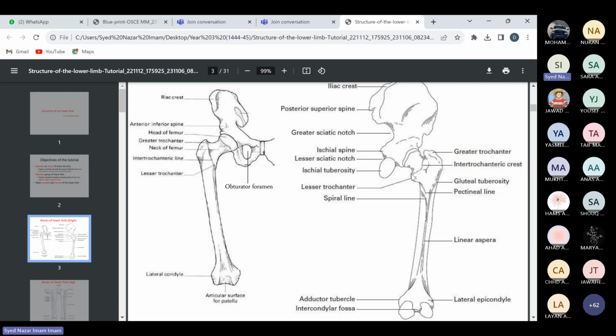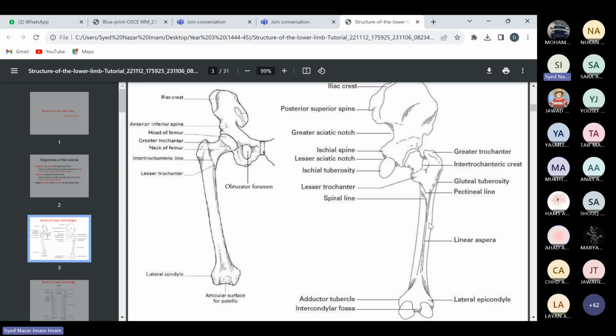So this bony prominence is very important, the lesser trochanter. You have to identify the lesser trochanter as well as name the structure which is attached to it, and that is the iliopsoas. So what are the bony points here? Greater trochanter, lesser trochanter, the linea aspera, and then posteriorly you can see the gluteal tuberosity.